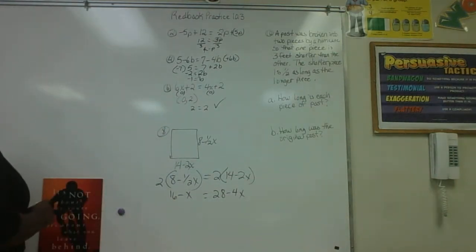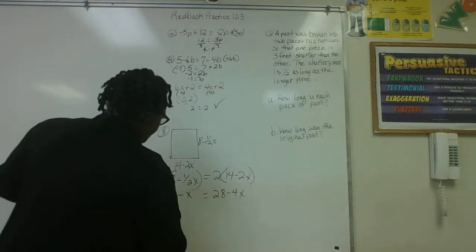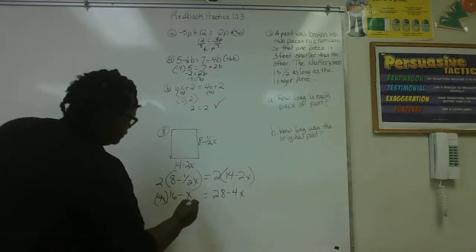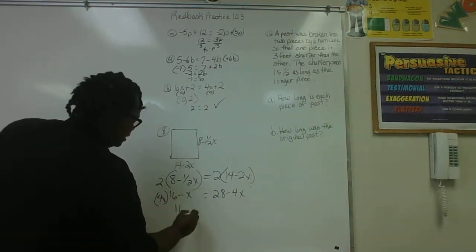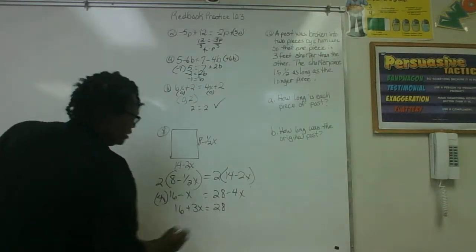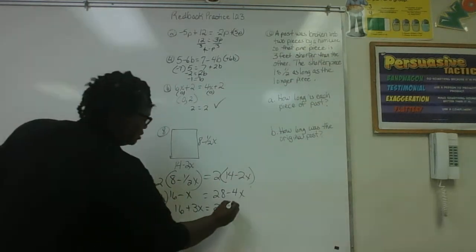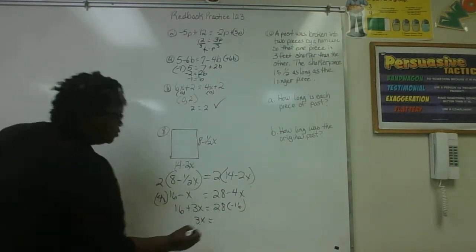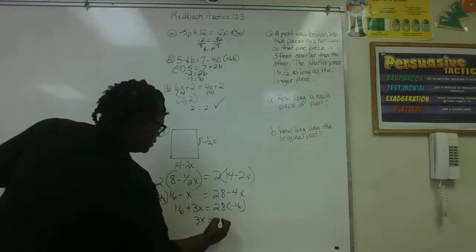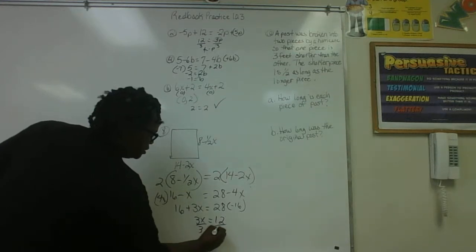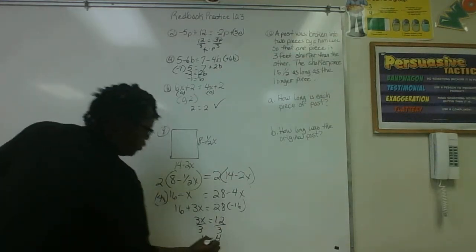Okay? We're going to combine like terms by putting the 4x over here, adding it to this side. So therefore we have 16 plus 3x is equal to 28. Then we're going to put the 16 over here to this side, and we have 3x is equal to, in this case, 12. Divide both sides by 3, and x is equal to 4.